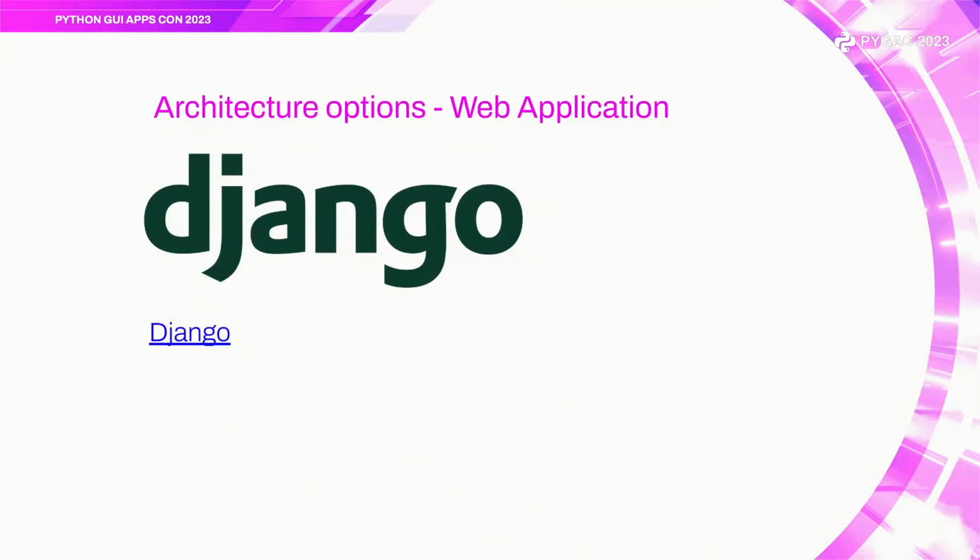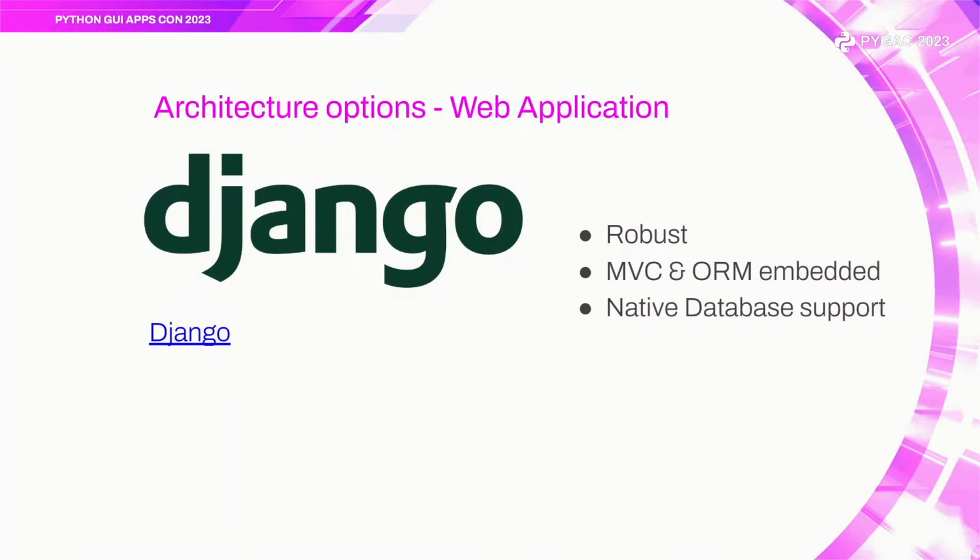And for Python, many of you maybe have already had contact with Django. Django is a good solution to use for web applications. Django is very robust. Django has embedded MVC and ORM. So it's a very complex solution. And Django also has native database support.